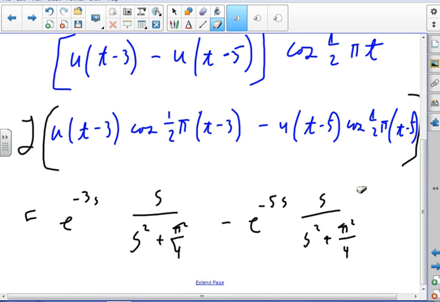Let's move on to 32. I don't want to do 32. 32, 34. We'll move on to 36. That looks like more fun. In problems 36 to 40, the values of the elements of the RLC circuit are given. Solve the initial value problem.